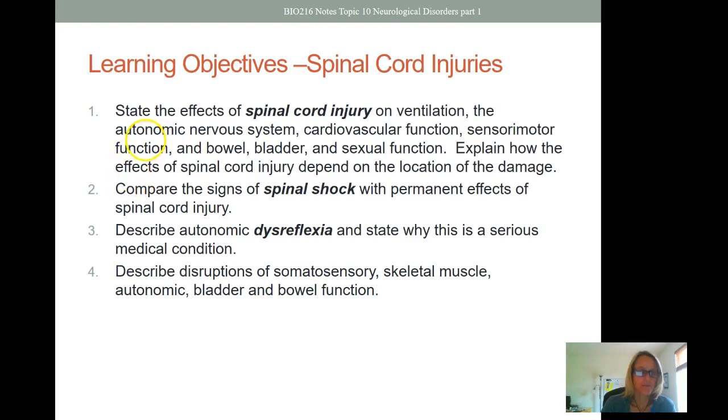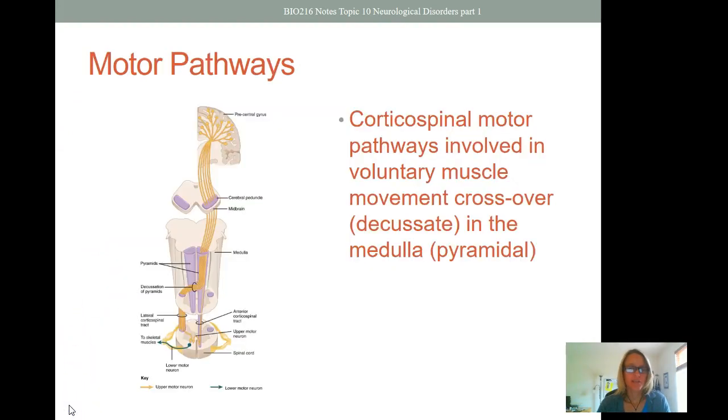And now we're going to move on to spinal cord injuries. Okay, once again, let's review those motor pathways. So we have the upper motor neuron from the primary motor cortex that then crosses over at the medulla and then synapses in the spinal cord with a lower motor neuron that goes to the muscles.